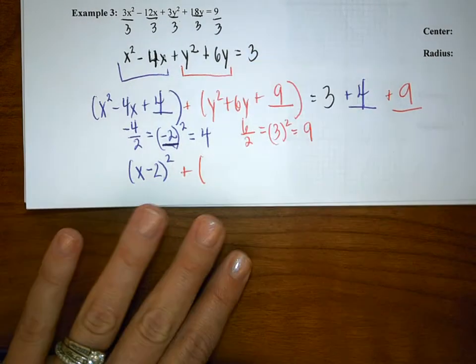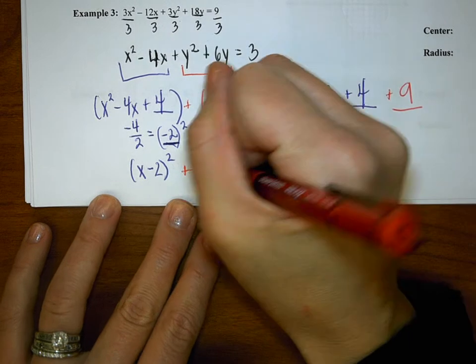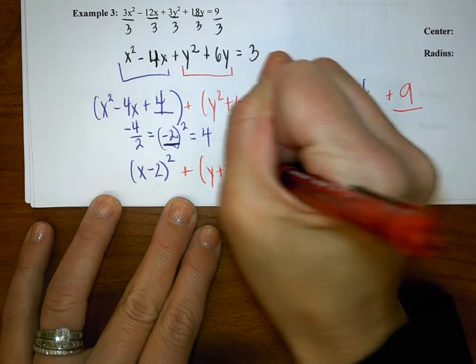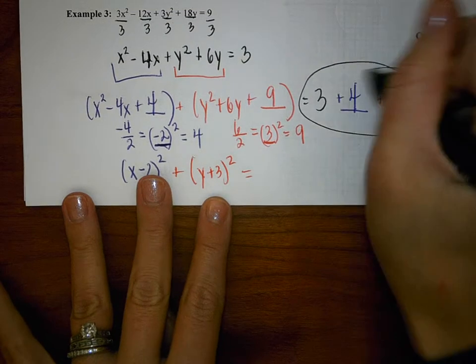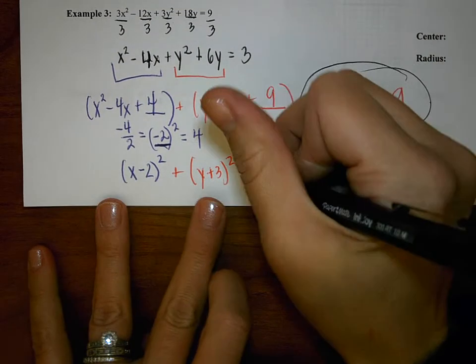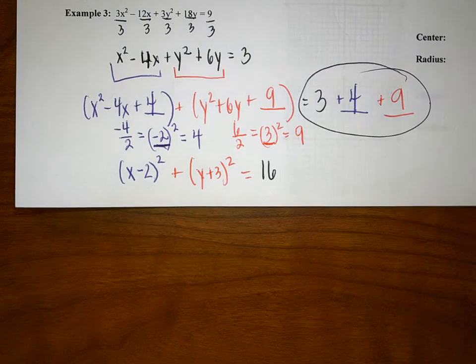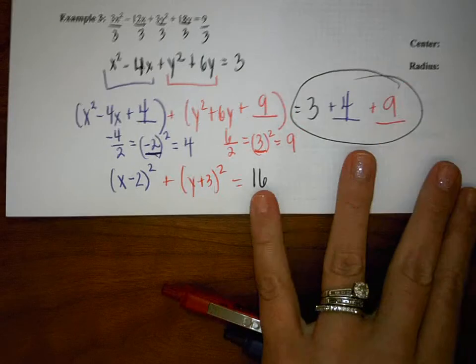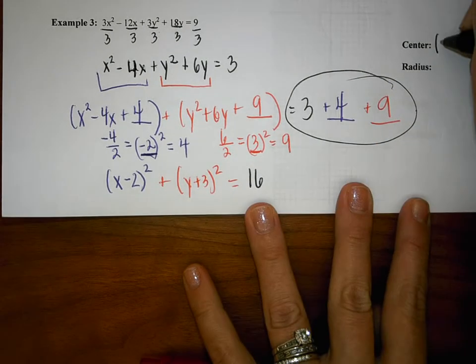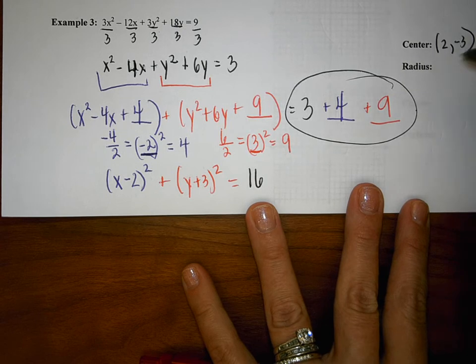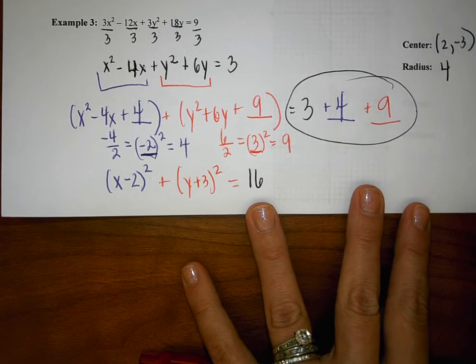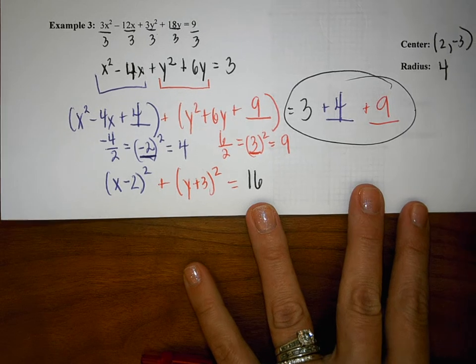Plus, my y's will be y plus 3 squared equals, and then when we add 3 plus 4 plus 9 all together, that makes 16. So what will my center be? Good, 2, -3, and my radius is 4, because r squared equals 16, and if we take the square root, we get 4.